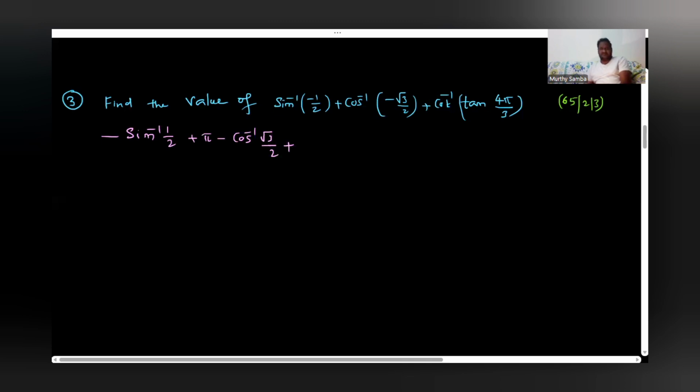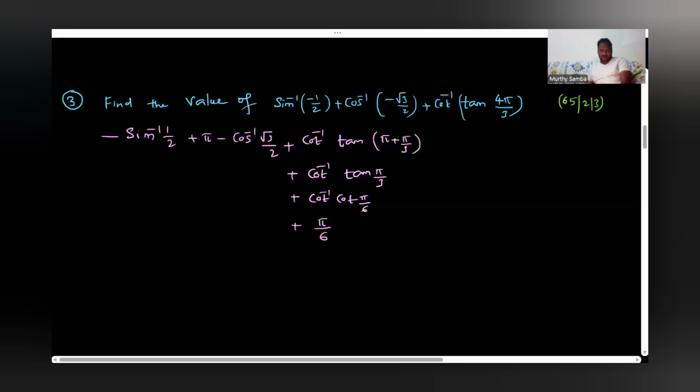And then plus this is cot inverse tan. You can write 4 pi by 3 as pi plus pi by 3, if I am not wrong, because pi plus pi by 3 is 4 pi by 3. So tan of 180 plus theta, of course, third quadrant tan is positive, there is no change. So it is going to be cot inverse tan pi by 3, right? So tan pi by 3 is equal to cot pi by 6, right? So that is cot inverse cot pi by 6. So finally, cot inverse cot pi by 6 is equal to pi by 6 because this is within the range.